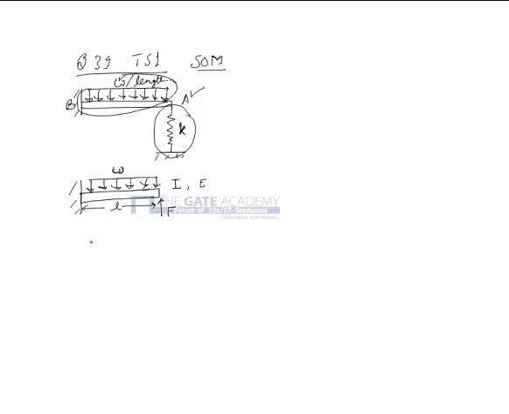Now, for the distributed load, the deflection will be equal to delta W, which is W L to the power of 4 upon 8 EI. And because of the concentrated force F, the deflection will be FL cube upon 3 EI. The difference of these two is the net deflection of point A downward, which is nothing but F upon K, because that will be the deflection of the spring also.